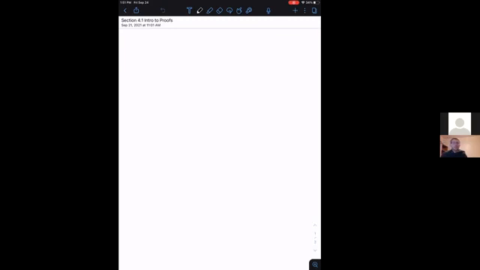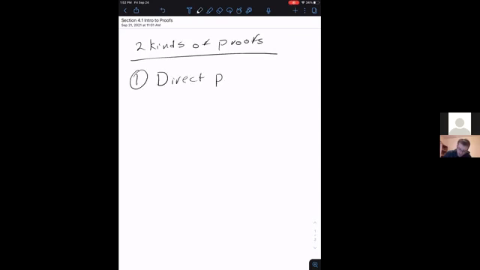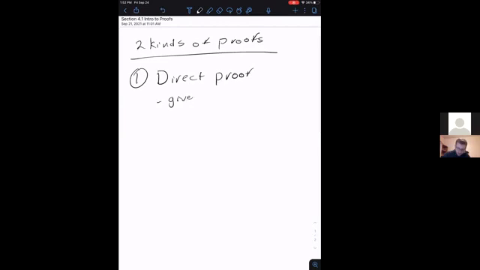The first thing we're going to need to talk about is there's really 2 kinds of proofs. The first kind is called a direct proof. What a direct proof is, you're given a bunch of assumptions and then you prove the conclusion, right? So given assumptions, you prove conclusion.